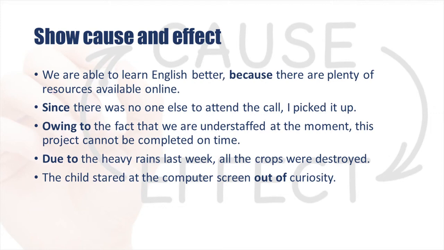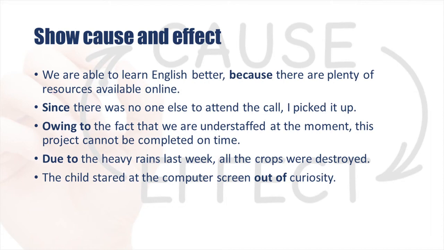Okay, next one. Due to, which is very commonly seen in your textbooks, and we also use it regularly after because. Due to the heavy rains last week, all the crops were destroyed. So the cause is heavy rains and the effect is destruction of crops.